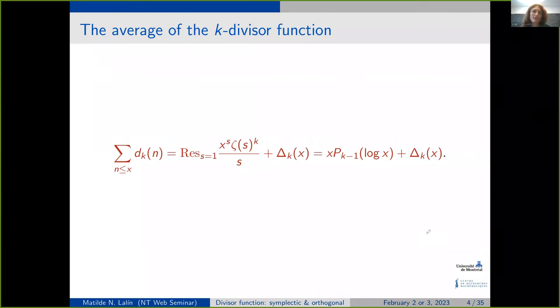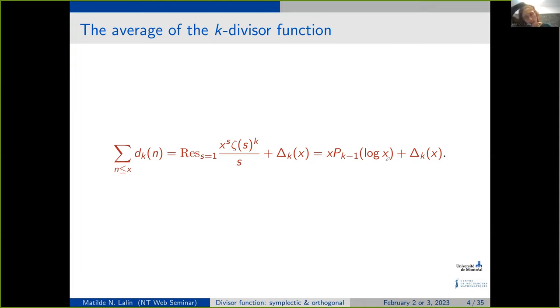Okay, so now let's go back to the general case of the k-divisor function. If we try to estimate this sum of d_k(n) for n less or equal than x, we can, for example, use Perron's formula, and that will give a main term given by some residue of the k-th power of the zeta function and some error term. This main term, you can compute it, and it is given by x times a polynomial of degree k minus 1 evaluated in log x. And then there's this error term that should be smaller. And in fact, one can see that it's smaller. It's a smaller power of x.